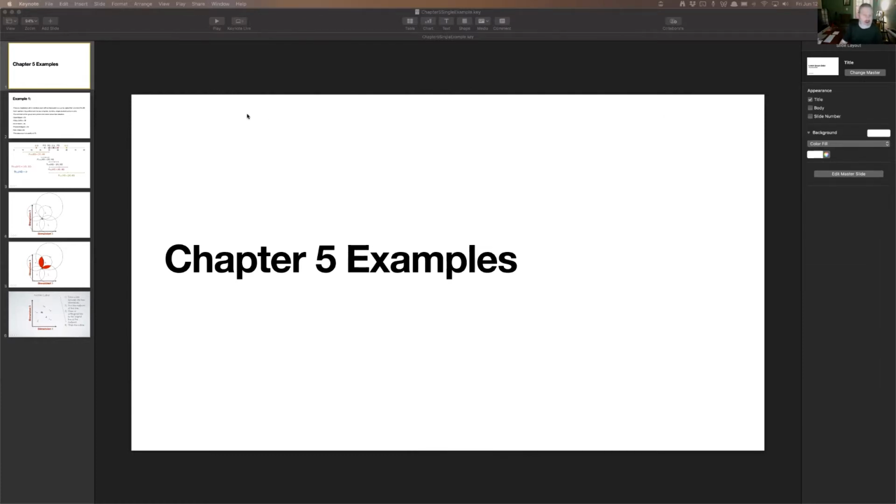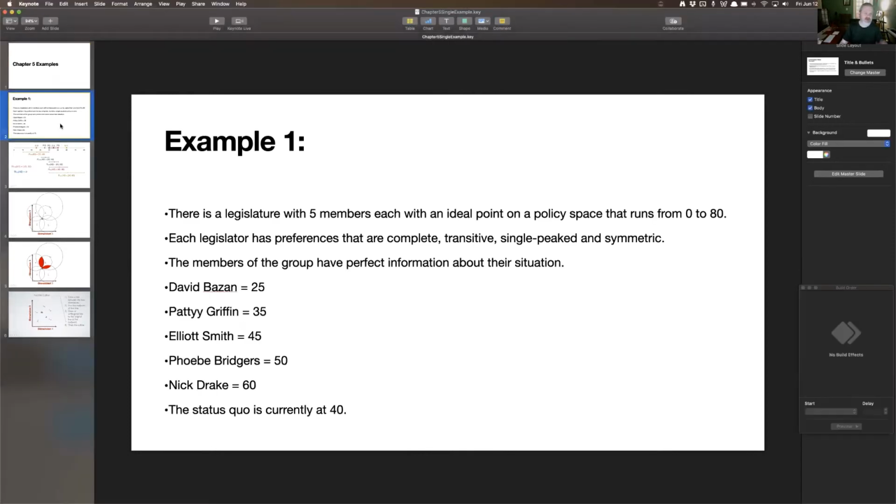All right, okay, so here's Chapter 5. So the first one I'm gonna do is this example. Legislature with 5 members who each have an ideal point in the policy space. The policy space is 0 to 80.